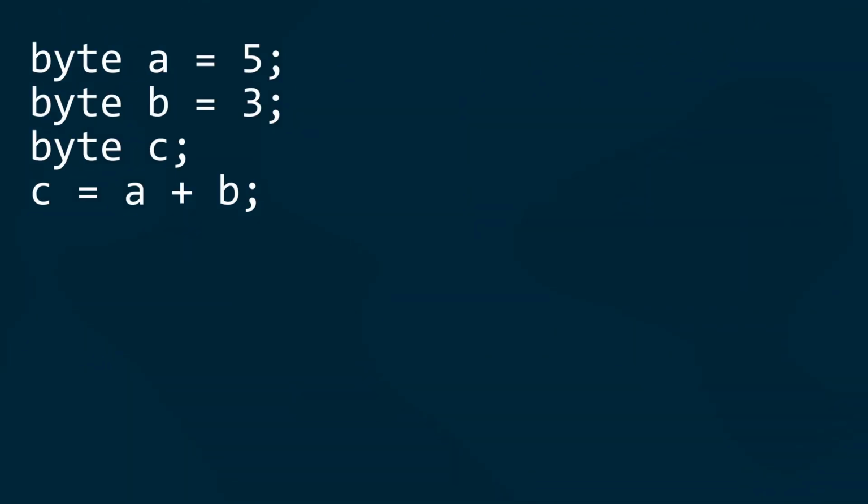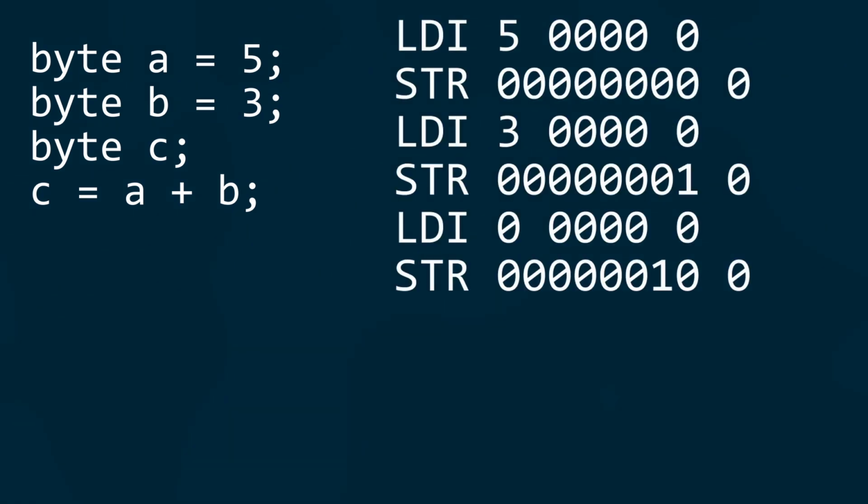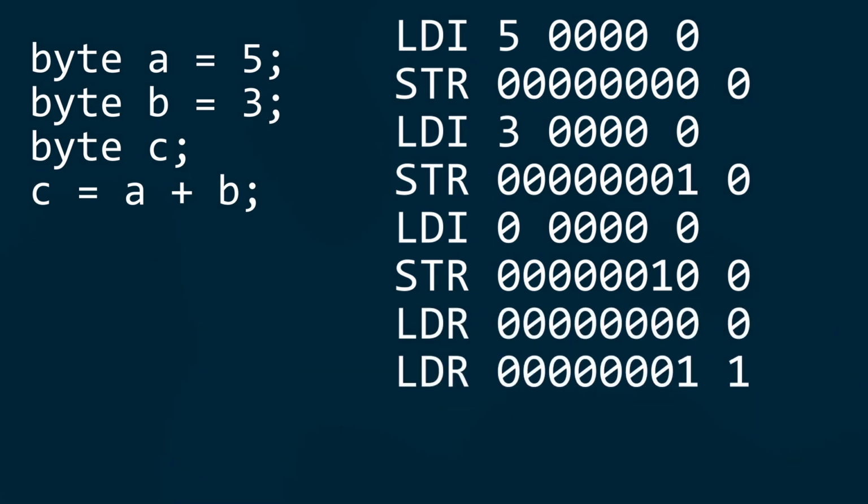Addition and subtraction are not much more complex than that. We can start by initializing our variables. Then we load the variables we want to use into the registers. A to register 0, B to register 1, and we don't need to load C since we are setting it.